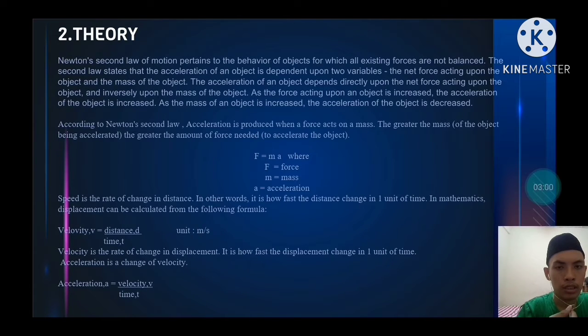In mathematics, displacement can be calculated from the following formula. For the formula, we use velocity v equals distance d over time t. The unit we use is m over s. Velocity is the rate of change in displacement. It is how fast the displacement changes in one unit of time. And then acceleration is the change of velocity. Acceleration a equals velocity v over time t.